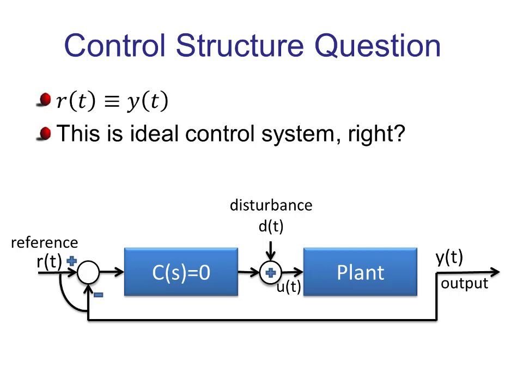Right, so the idea here is this is the difference between math and physics. Mathematically you want R to be equal to Y, or actually Y equal to R. But practically this makes no sense at all. Why? Because what is the plant? For example, this is a motor. You want that motor to rotate such and such number of rotations per second.